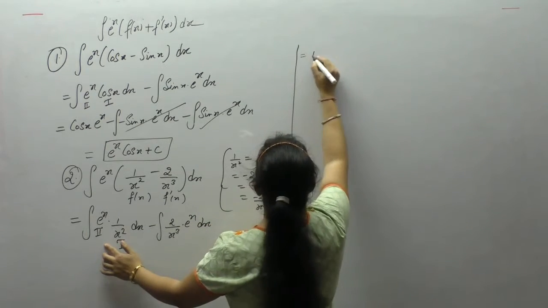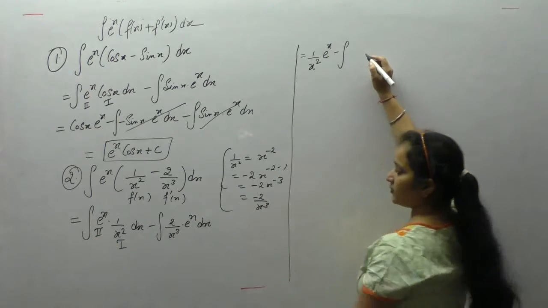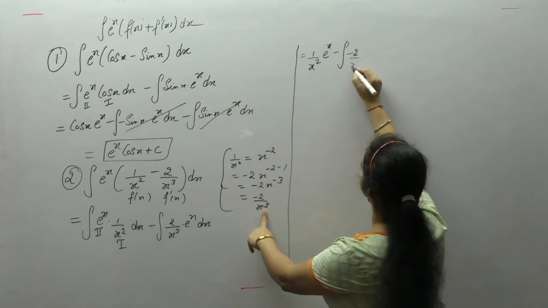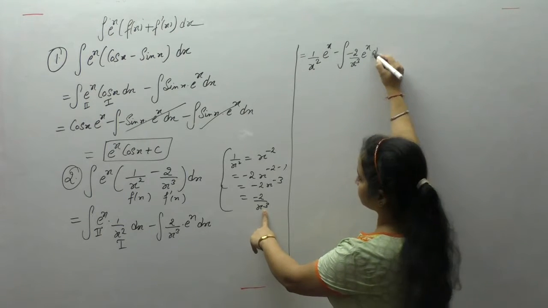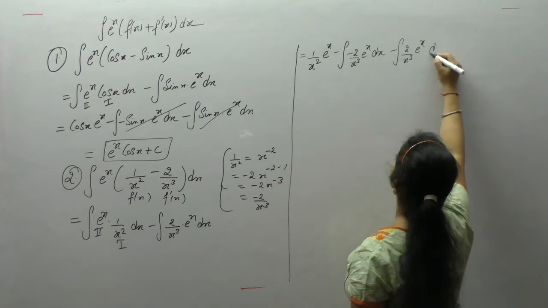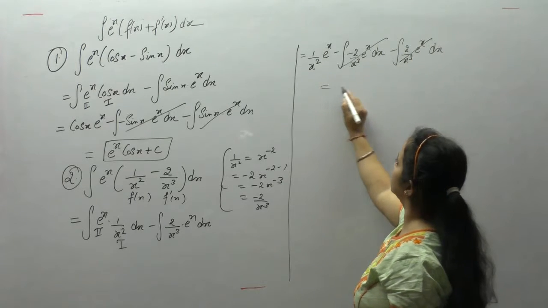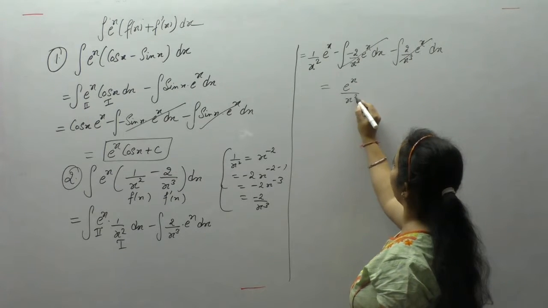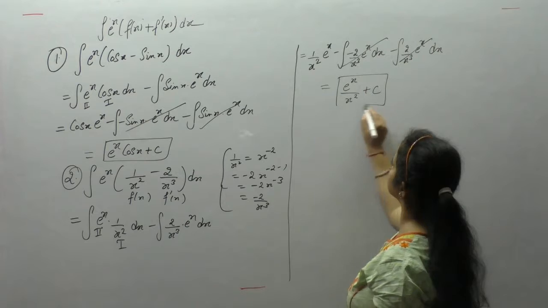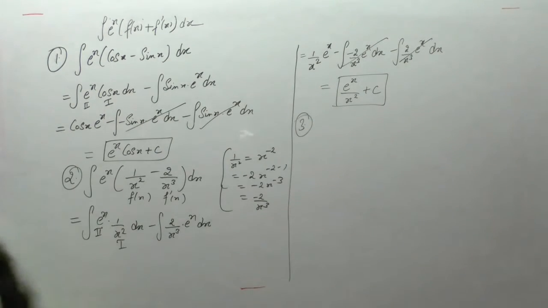Now first function as it is, integral of e^x is e^x. Derivative of 1 upon x square is minus 2 upon x cube. Minus 2 upon x cube e^x dx. Minus minus plus, and this term is of minus. So what we get? e^x upon x square plus c.